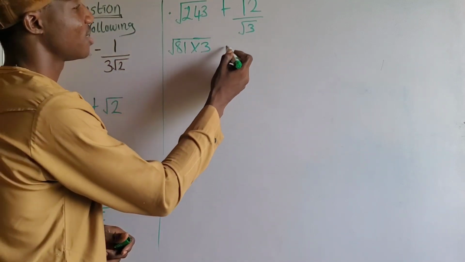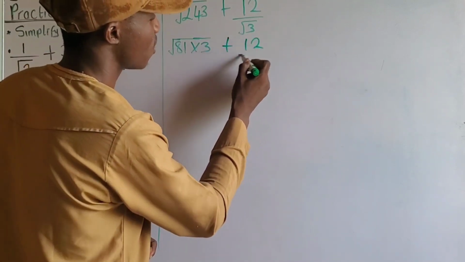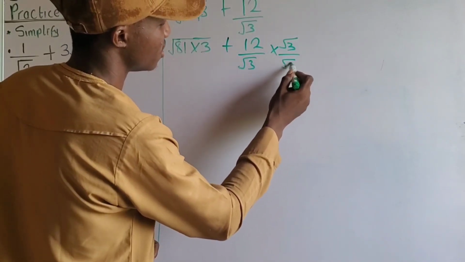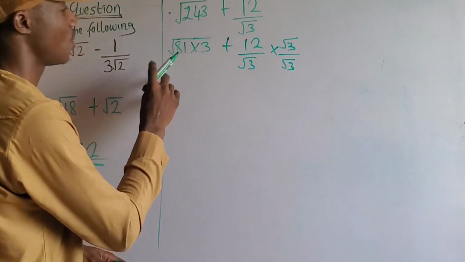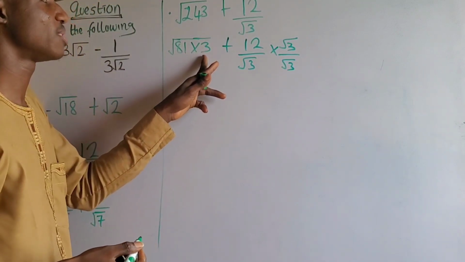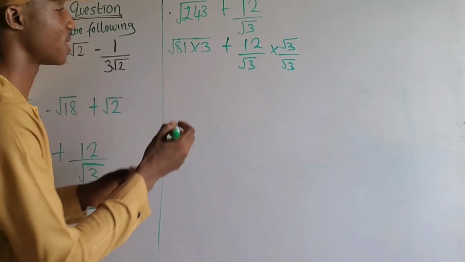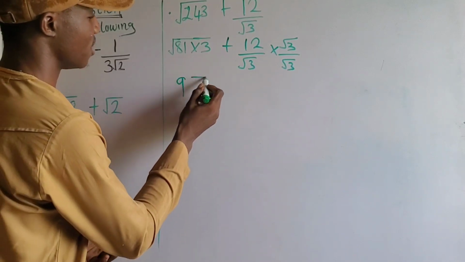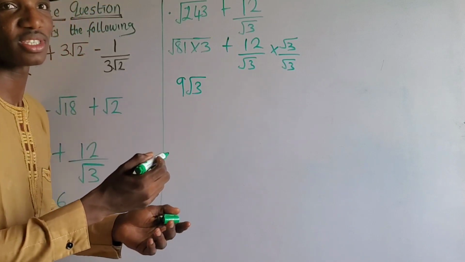Now, let us rationalize 12 over root 3. I'm going to have 12 all over root 3 multiplied by root 3 all over root 3. Do you understand? Okay, so root of 81 times 3. Square root of 81 will give me 9, so I'm going to have 9. Square root of 3 will give me square root of 3, because we don't want the extra.